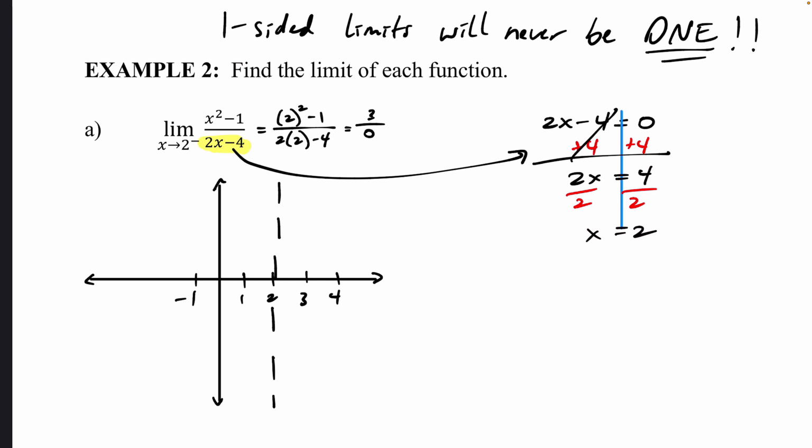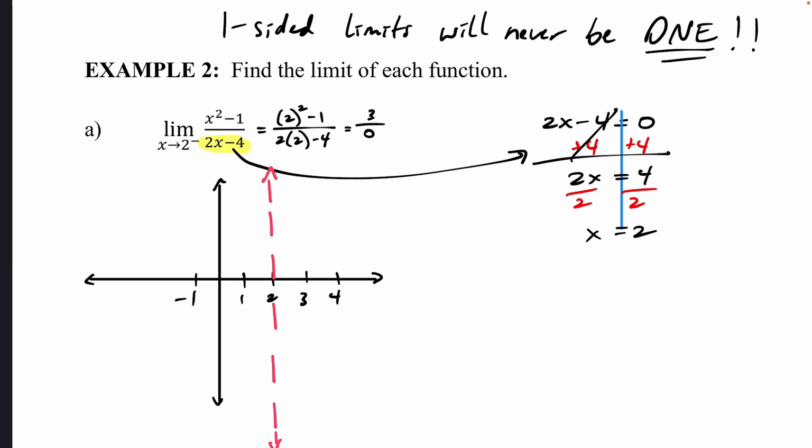So let me draw in a different color. That means there's never going to be a solution at 2. Remember, solutions and limits are different. Limits are as we approach 2. Solutions are what's happening at 2. Okay?